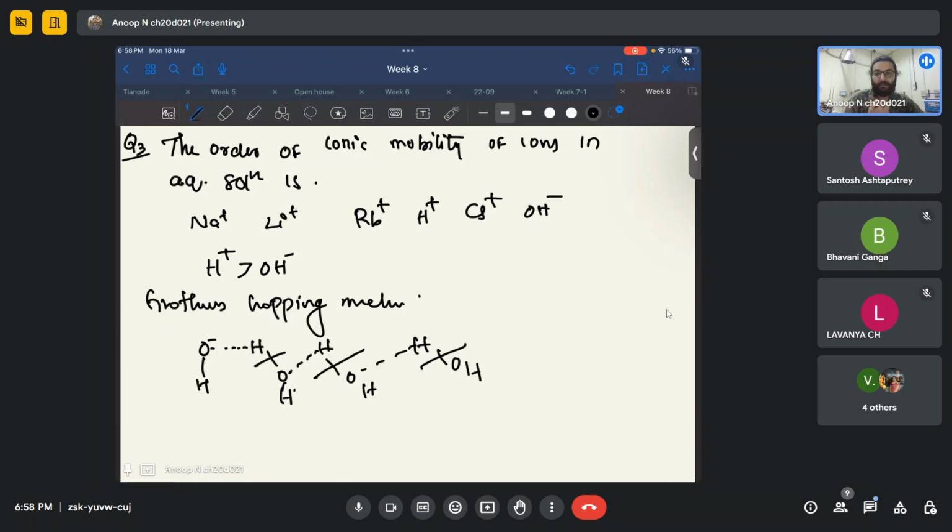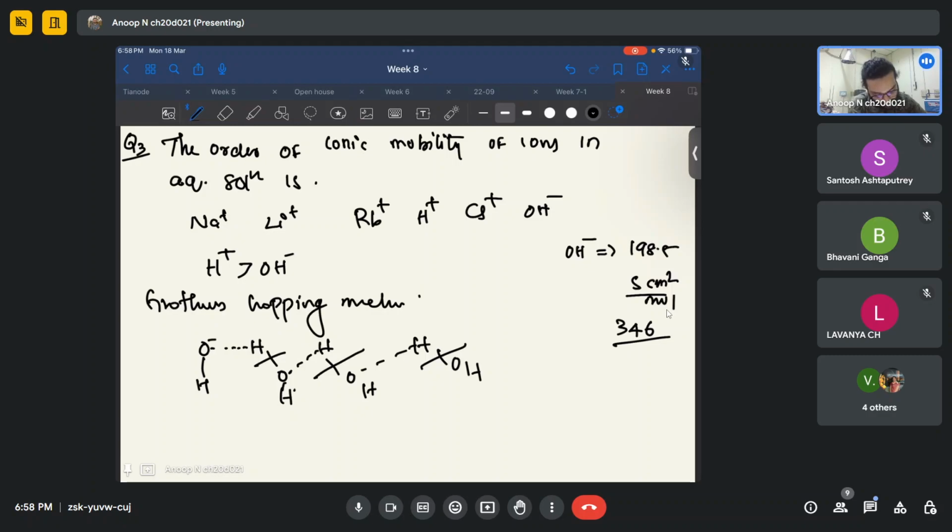But OH minus is a little bulkier than H plus. H plus is very small. It has only a proton. So it has higher ionic mobility. The ionic mobility of OH minus is around 198.5 Siemens centimeter squared per mole, and H plus has around 346. Just refer to the previous problems, it was there.